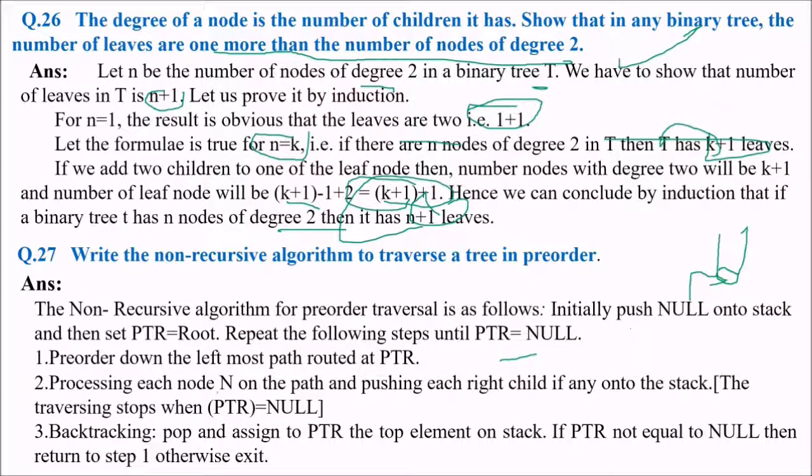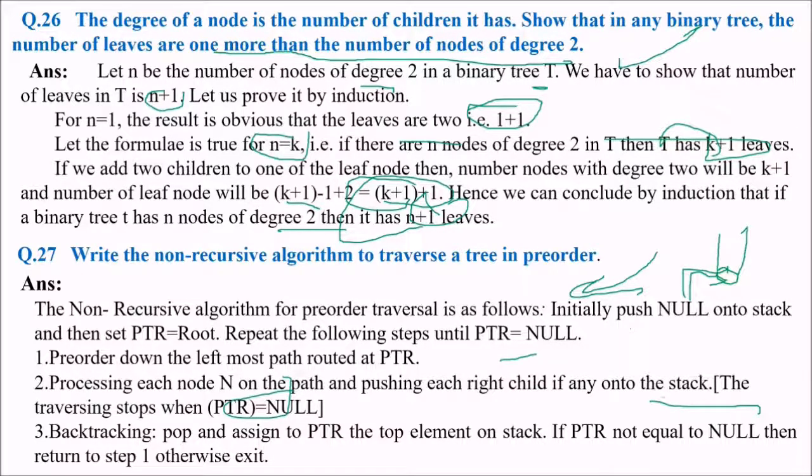Pre-order down the leftmost path rooted at ptr. So we have to take the pre-order, so we have to go to the leftmost. Process each node n on the path and push each right child, if any, onto the stack here. The traversal stops when the pointer becomes null again. Then we do the backtracking.